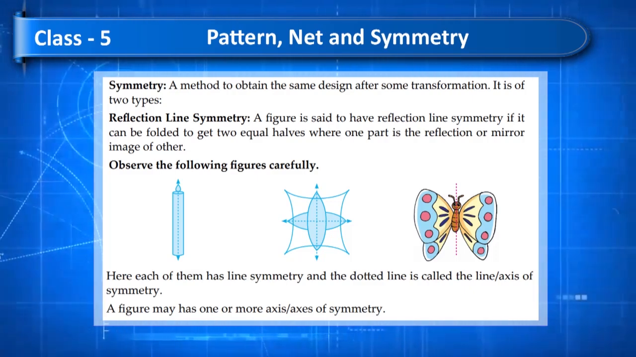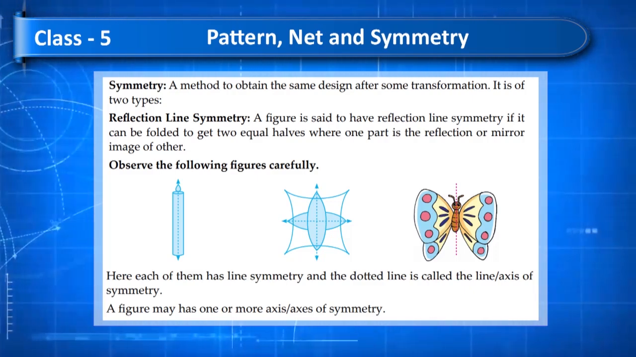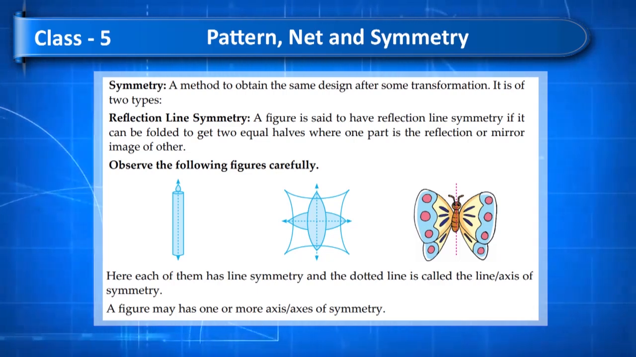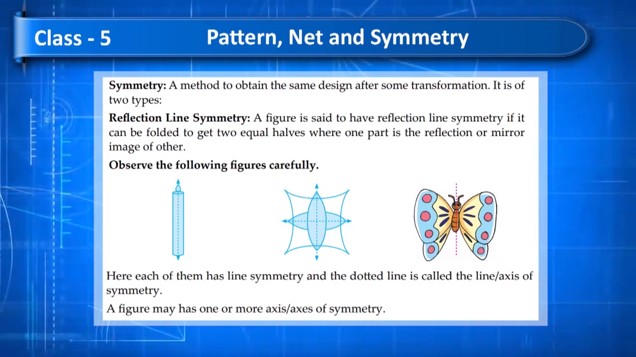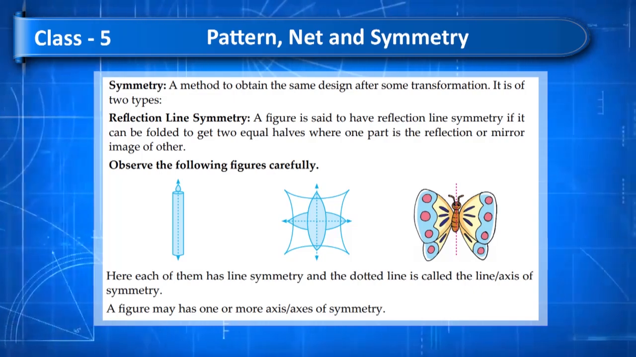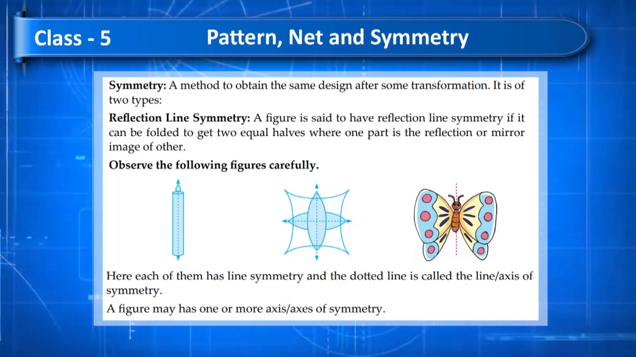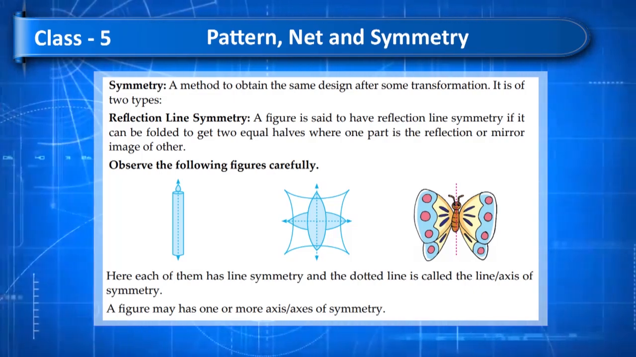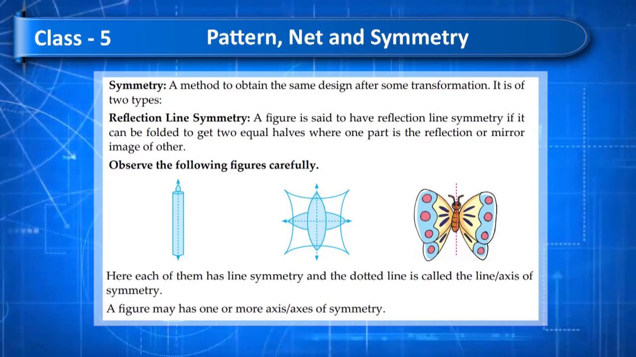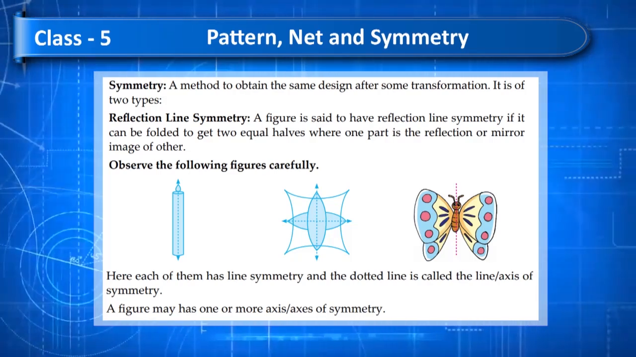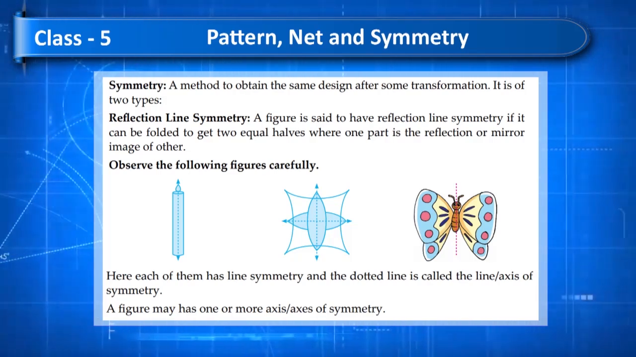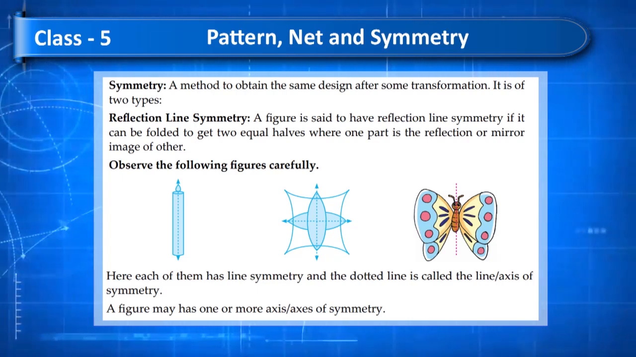Reflection line symmetry. A figure is said to have reflection line symmetry if it can be folded to get 2 equal halves where one part is the reflection or mirror image of the other. Observe the following figures carefully. Here, each of them has line symmetry and the dotted line is called the line or axis of symmetry. A figure may have one or more axes of symmetry.